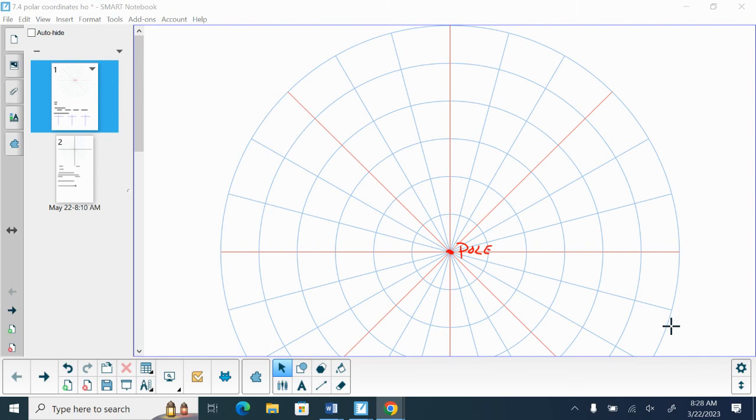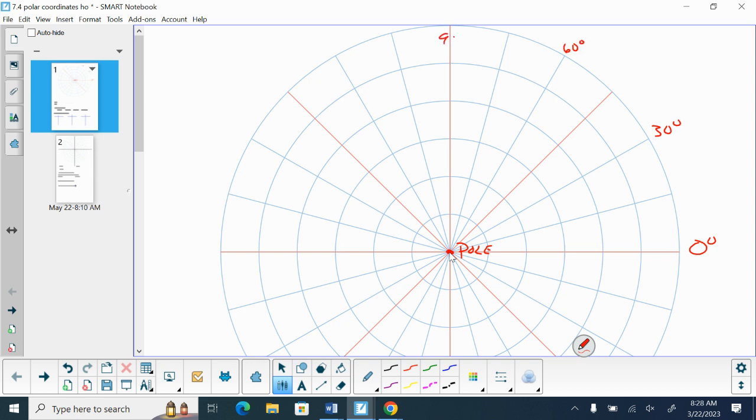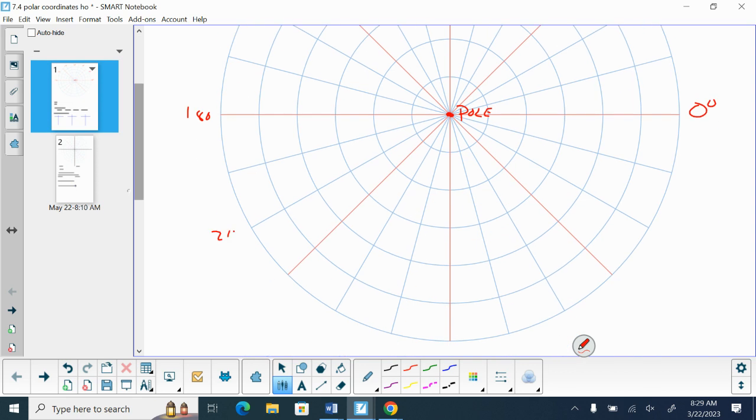Once again, we are in theta degrees here. We have our pole that's right here in the middle. Our measurements: we have 0 degrees, 30 degrees, 60 degrees, 90 degrees, 120, 150, 180, 210, 240, 270, 300, and 330.